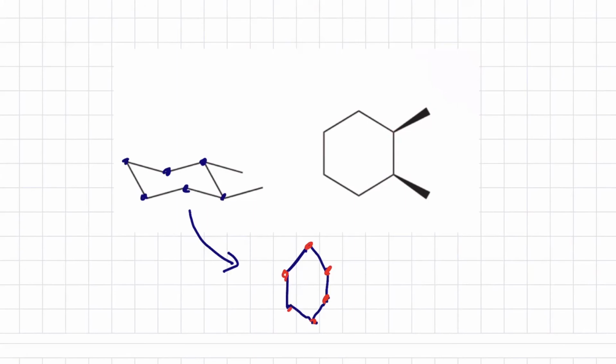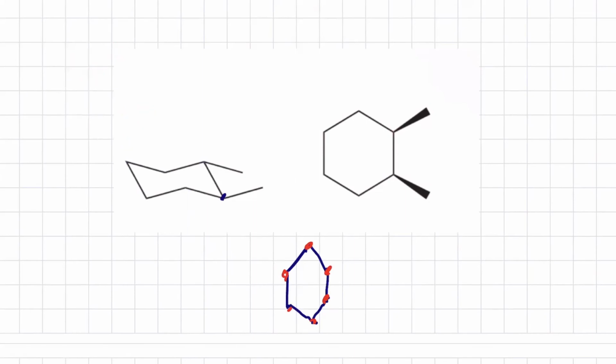Actually, if you watch my how to build the chair conformation video, you'll see that when I put a light through this, I realized that the shadow was actually a cyclic cyclohexane. You can take a look, it's pretty cool. But let's go back to what I was trying to say.